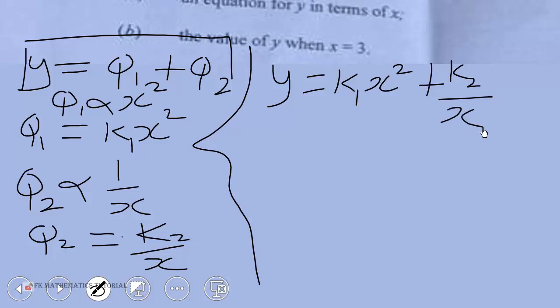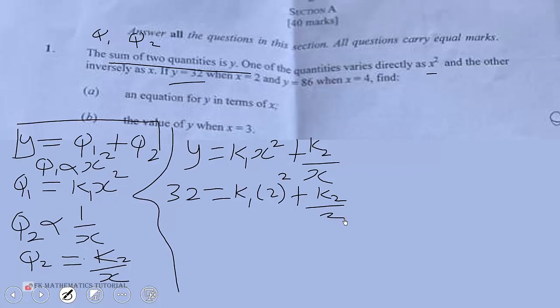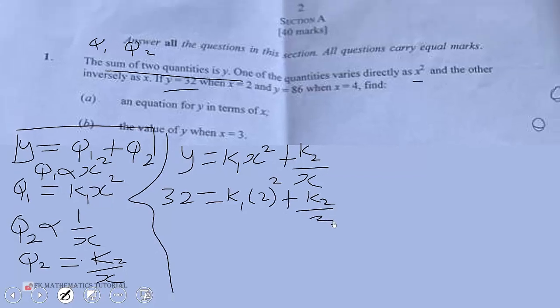Now we're told that when y equal 32, x is equal to 2. So we have 32 equals k1 times 2 squared plus k2 over 2. Multiply through by 2, we have 64 is equal to 2 squared is 4 times k1, so 4k1 times 2, which is 8k1, plus k2. We can call this equation 1.